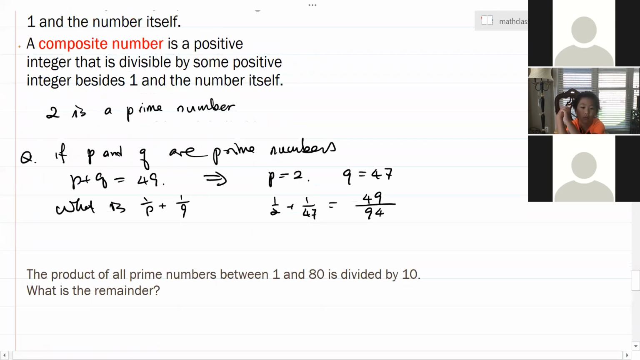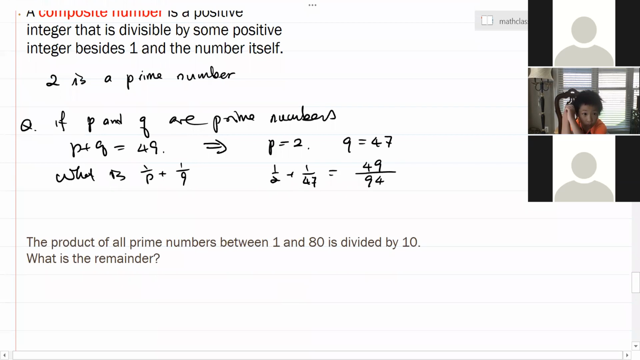And so here's our question. The product of all prime numbers between 1 and 80 is divided by 10. What is the remainder? All right, first of all, I know you got 0. Sometimes this is a very tricky problem; very few people can really multiply them out. You can write down the prime numbers: 2, 3, 5, 7, 11, 13, right?